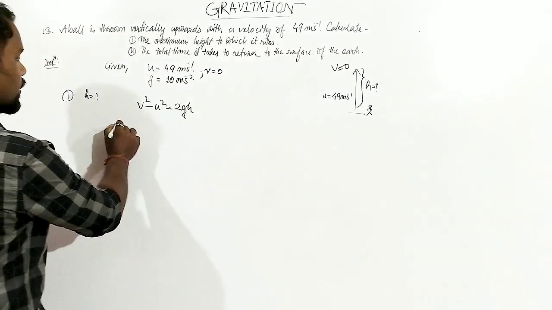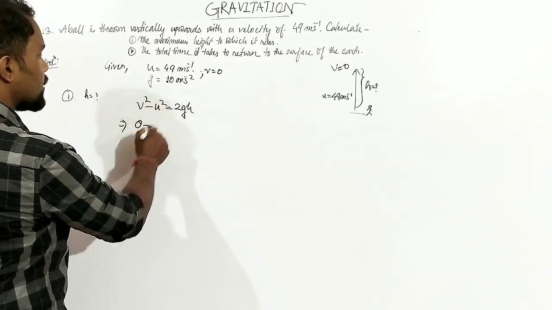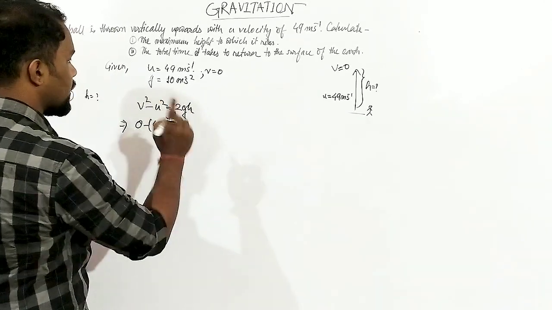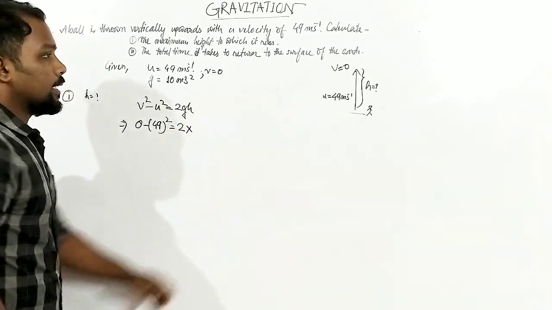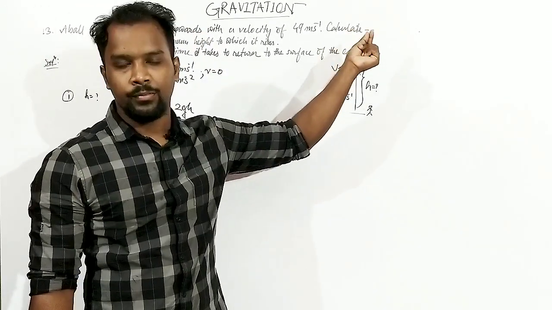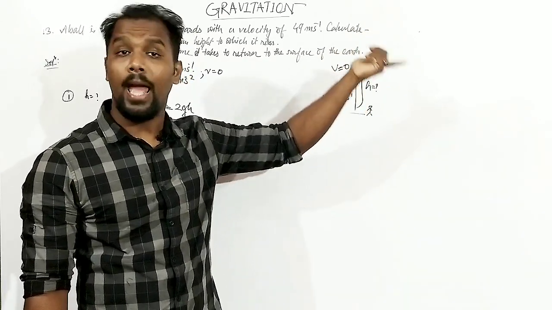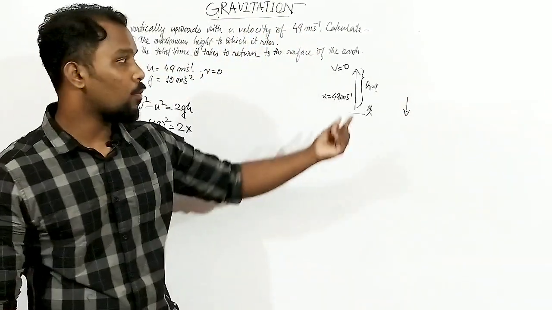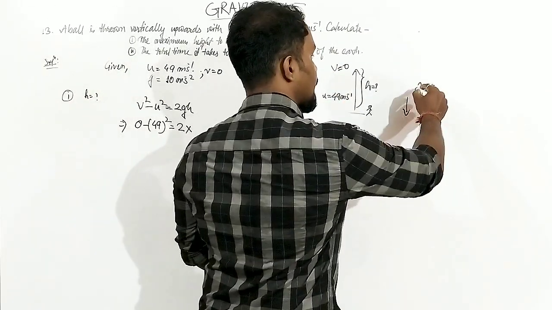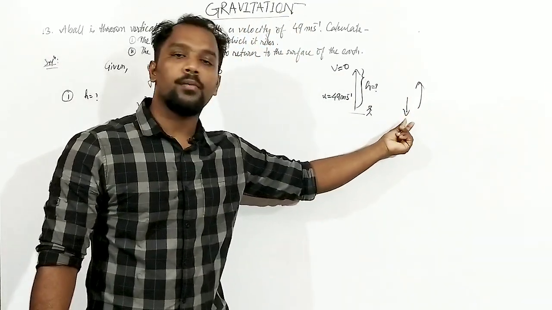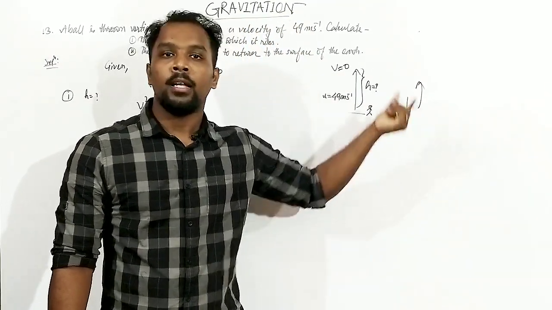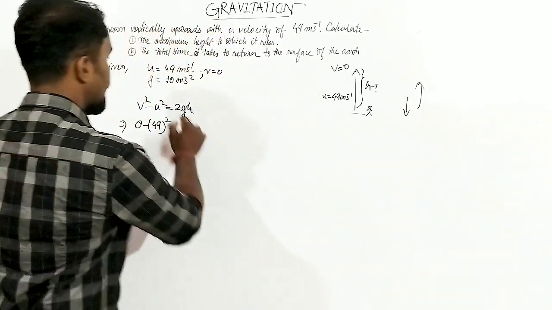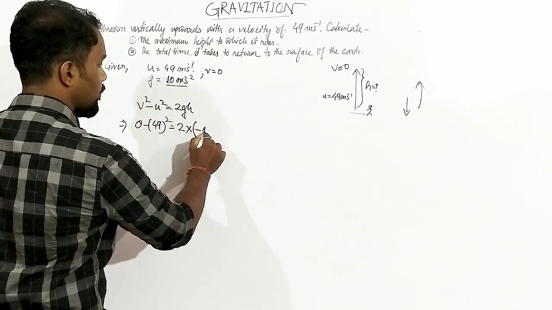Now that term will be 0, and u is given as 49 square, right? Again, 2 into, see, the ball is now moving in the upward direction. That means the ball is moving against the gravitational force. Gravity always acts towards the downward direction, but now the ball is moving upward. So the acceleration is going to decrease a little bit, a kind of retardation. So the acceleration is going to be negative, that is minus 10.